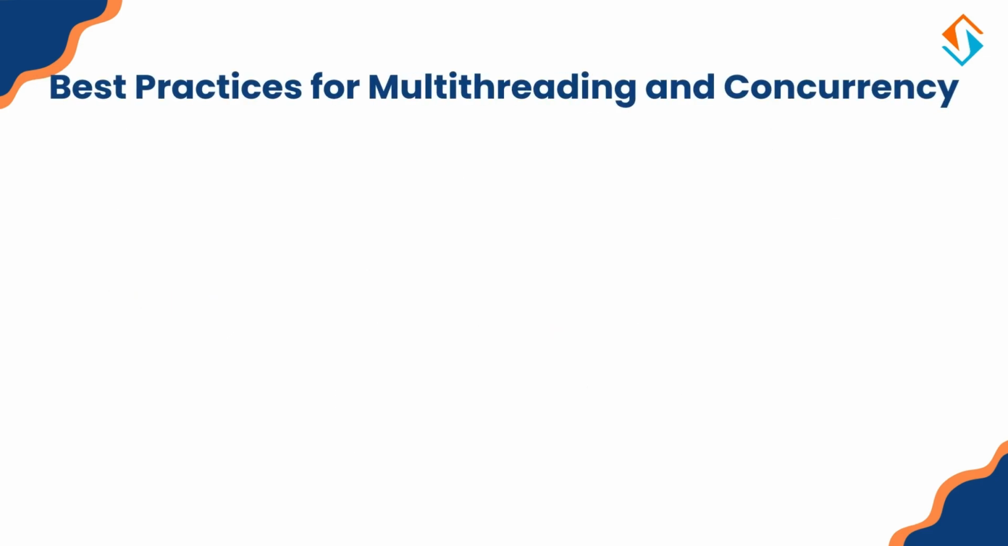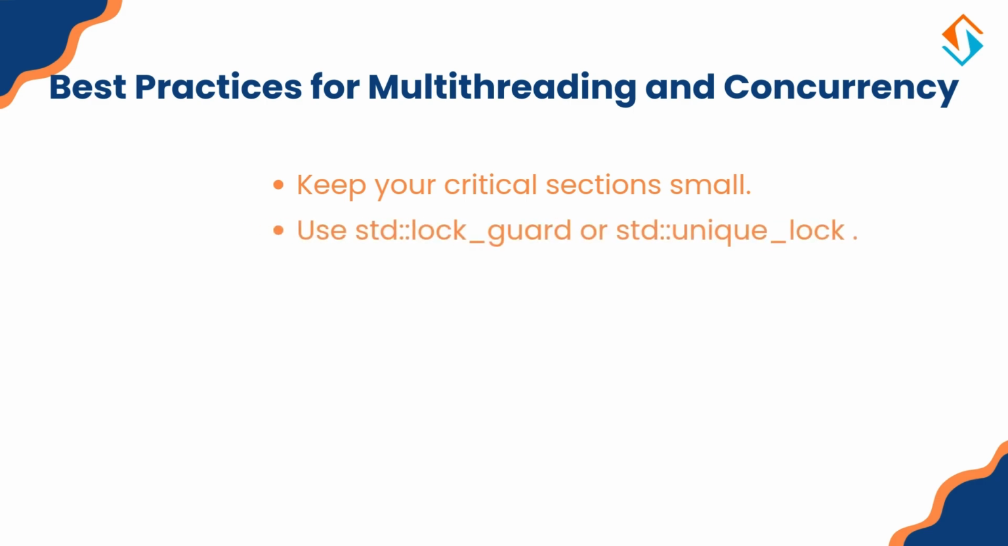Here are a few quick tips to keep in mind. First, keep your critical sections small. Only lock what's necessary to minimize bottlenecks. Second, use std::lock_guard or std::unique_lock to make mutex management safer and easier. Third, avoid deadlocks. That's when two threads are waiting on each other indefinitely. Be careful with the order of locks. Fourth, use std::thread::join to ensure your threads complete before your program exits. Once you get the hang of these, you'll be able to write faster and more efficient programs.